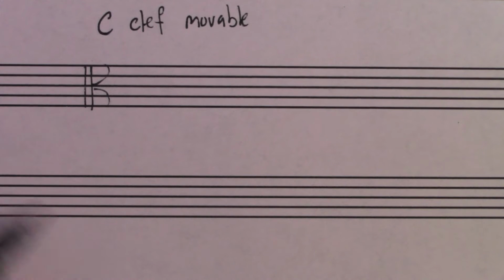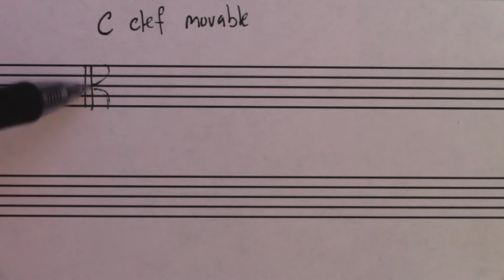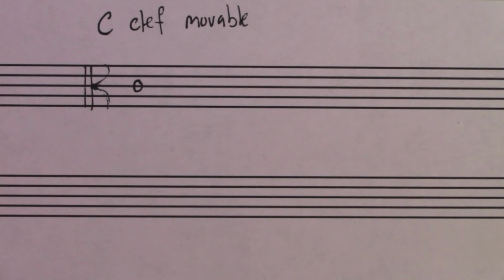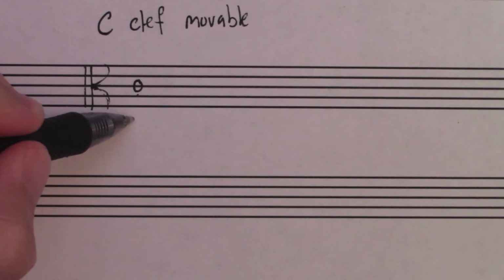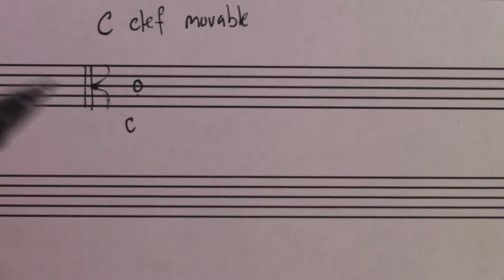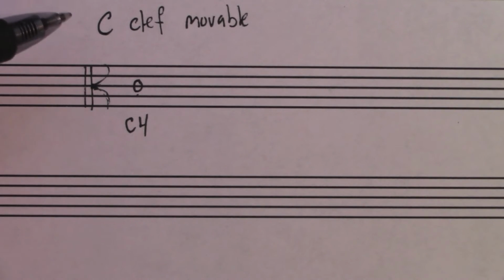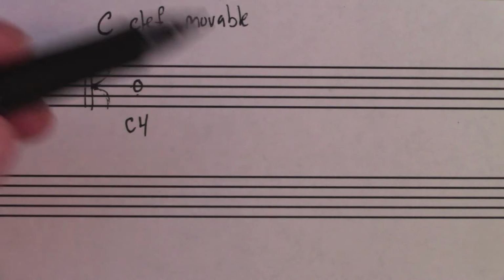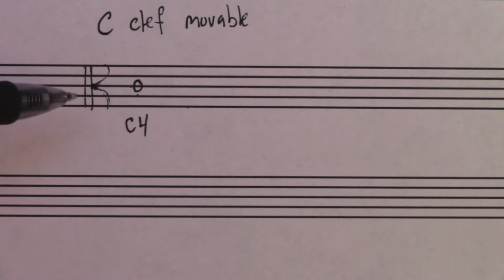I know that it looks a little different. Don't be scared. And it's really an easy concept. Wherever these two curves come together, which in this case is the middle line, that note is C. That's why they call it a C clef. And more specifically, it is C4, which is also called what? Middle C. Good.